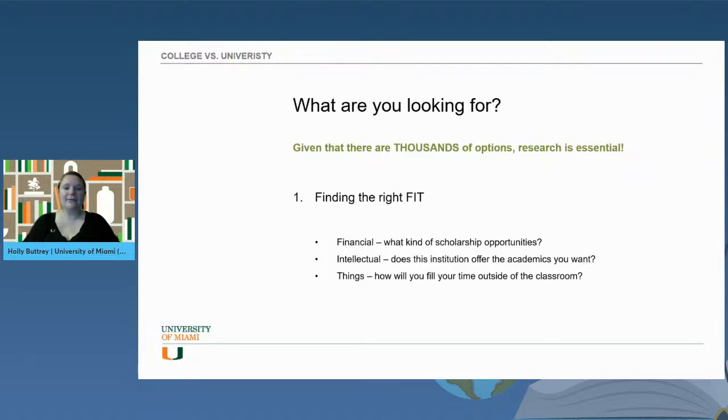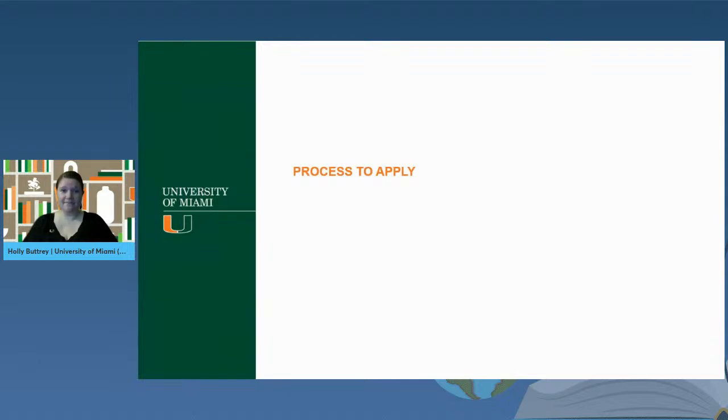And then finally, how do you want to grow and fill your time outside of the classroom? What things do you want to be involved in? Do you want sports and tailgates? Do you want clubs and organizations? Do you want to be, like Donna was saying, in the middle of a city, access to museums and art and theater? Finding that right fit will take research. Again, in the US, there are over 4,000 different colleges and universities to consider.